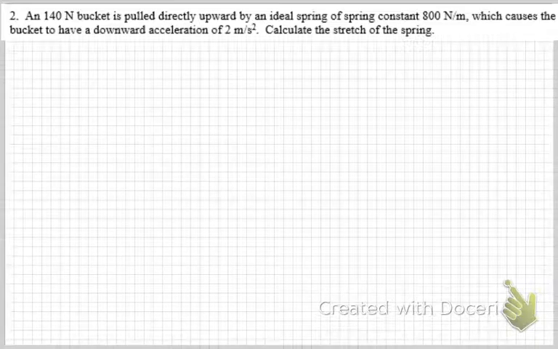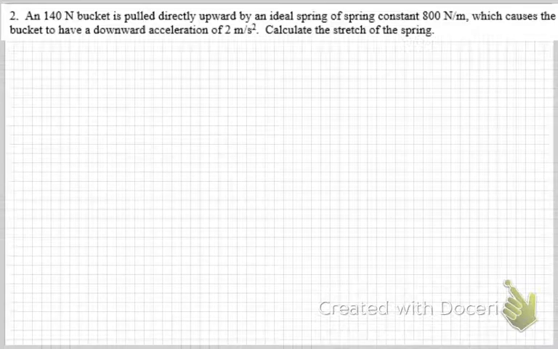In this particular question, I've got a 140 Newton bucket that's being pulled directly upward by an ideal spring, with a spring constant of 800 newtons per meter, which as a result causes the bucket to have a downward acceleration of 2 meters per second squared. Our job is to find the stretch of the spring that's pulling the bucket upward.